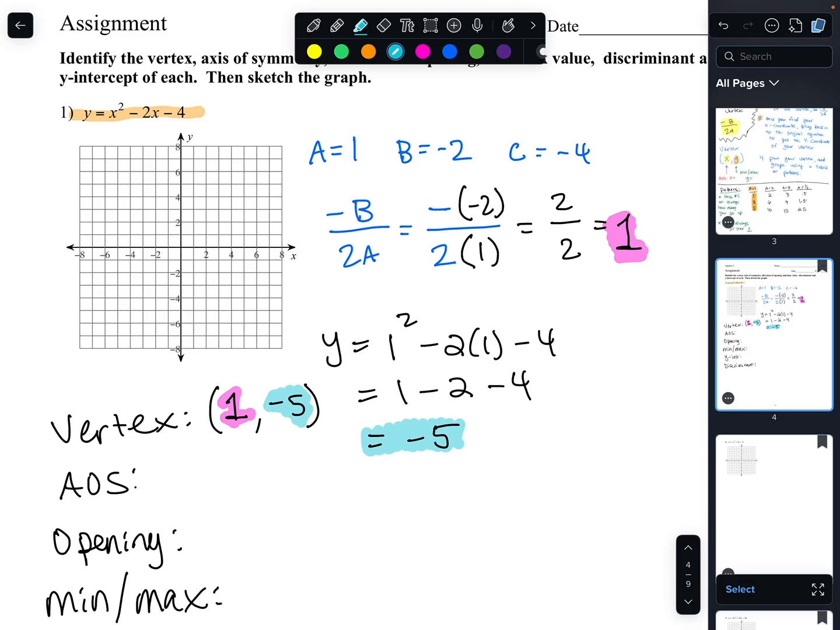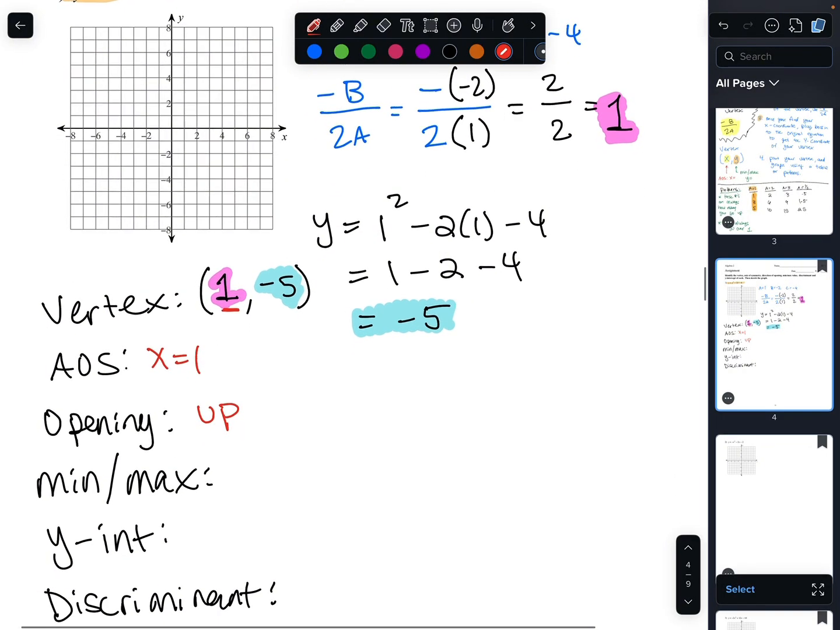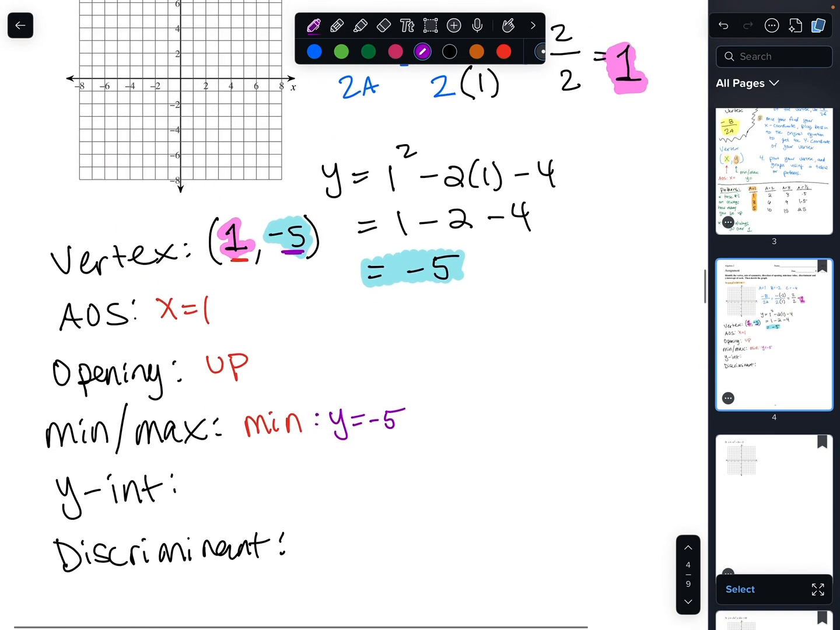Perfect. Now that we have this, we can fill out just about everything else on this table. Where's our axis of symmetry? It's actually right here. X equals 1. And because this is a positive, that means it's going to open up. And because it opens up, that by default means I have a minimum. But where is my minimum? My minimum is right here. Y equals -5. And where's my y-intercept? Up here, 0, -4. And the discriminant, we'll get to that in a second.